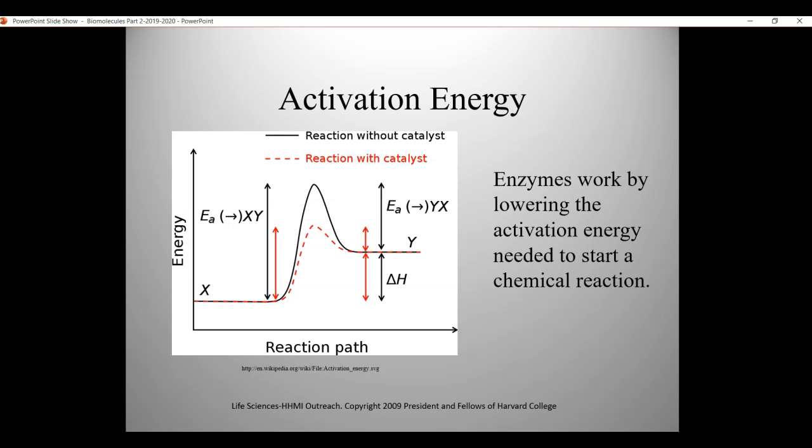All right, so enzymes work by lowering the activation energy needed to start a chemical reaction. A small amount of energy input is required so the reaction can begin, so the enzyme lowers that activation energy needed. Factors that affect enzyme activity are temperature, pH, salinity, enzyme concentration, substrate concentration, and/or the presence of inhibitors or activators.